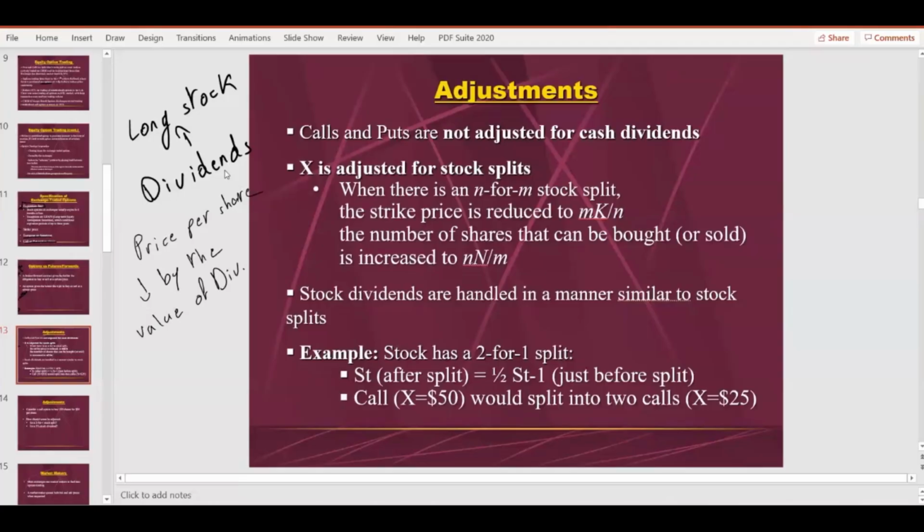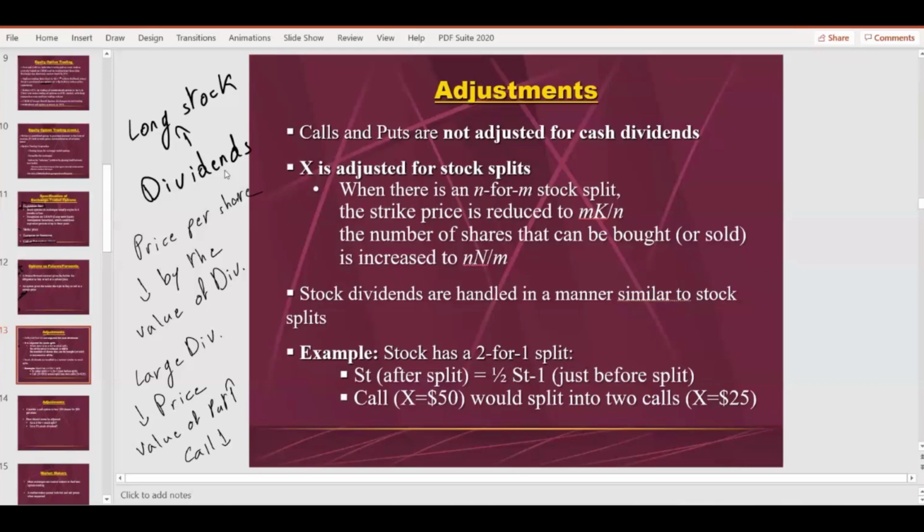Now, this is usually something good for put option holders, and it's not that good for call option holders, because calls and puts are not adjusted for cash dividends. So usually when there's a large dividend, it will lead to a significant decrease in the price, which means that the value of the put option will increase while that of a call option will decrease.